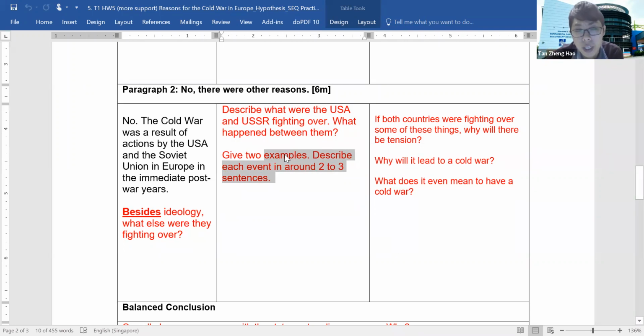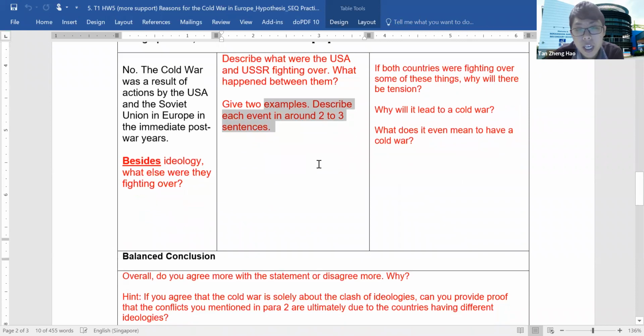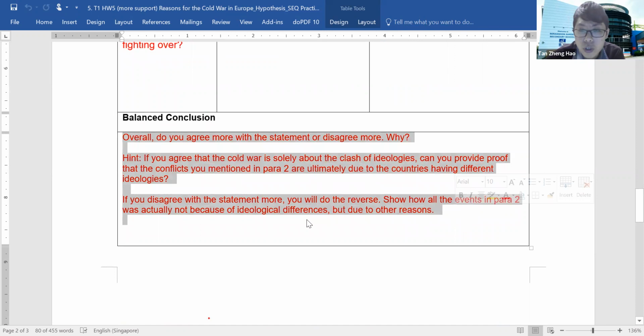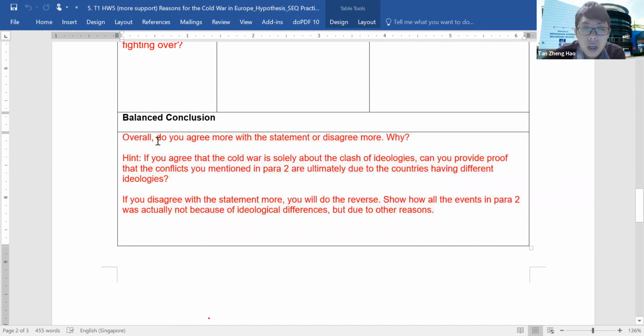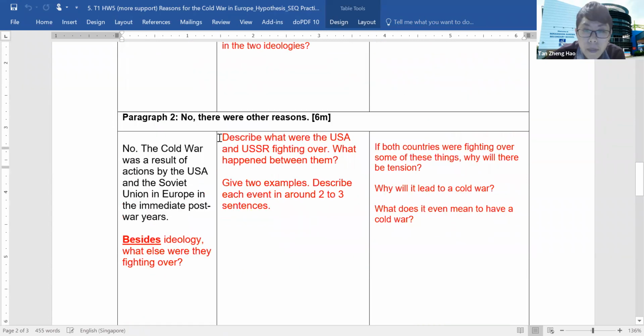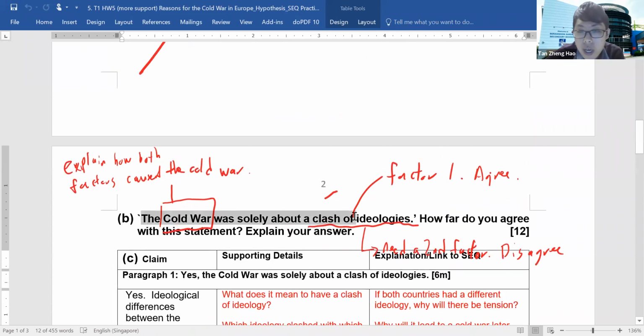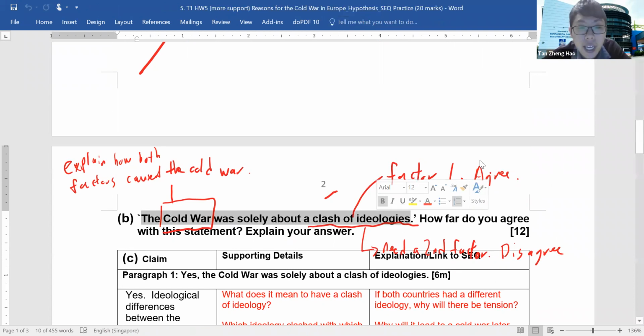Okay, so give that a try, don't just copy the points. And last but not least, this one is kind of optional, but I encourage you to try. Overall, do you want to agree with the statement or disagree with the statement more? The statement, to refresh your memory, is claiming that the Cold War is purely or solely about a clash of ideology, nothing else.